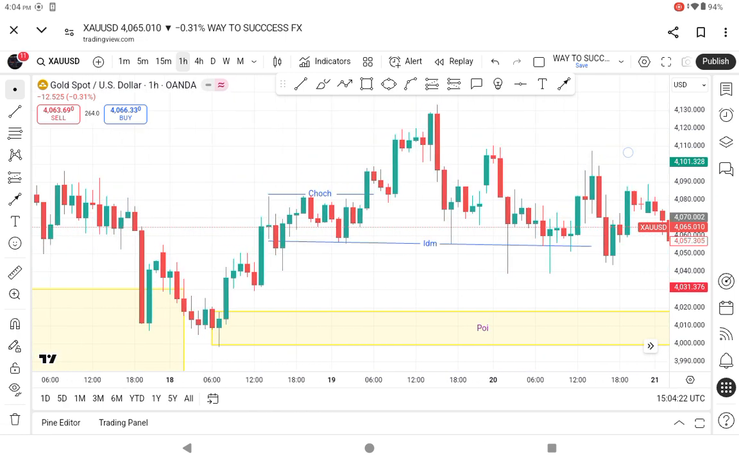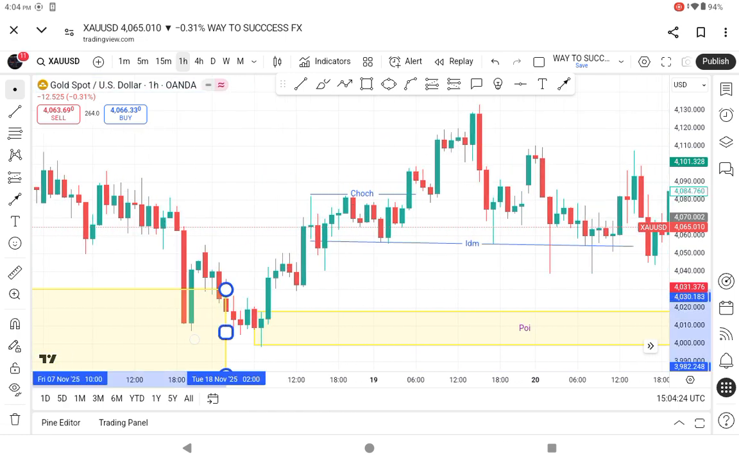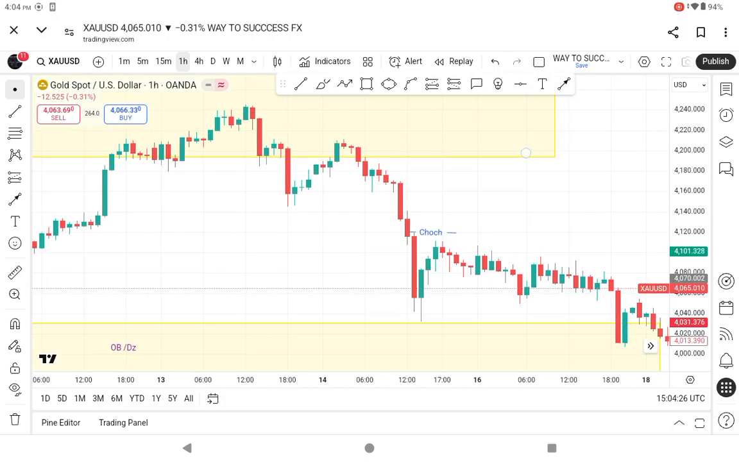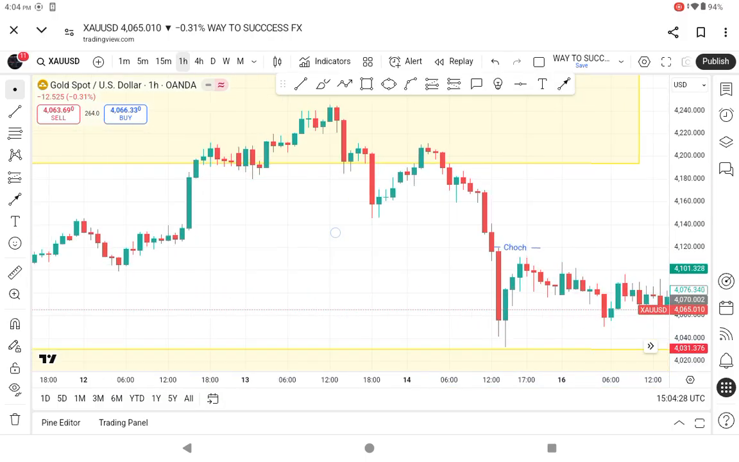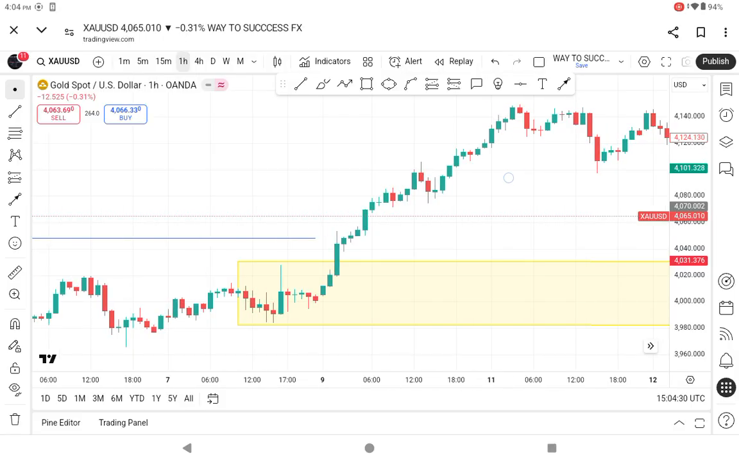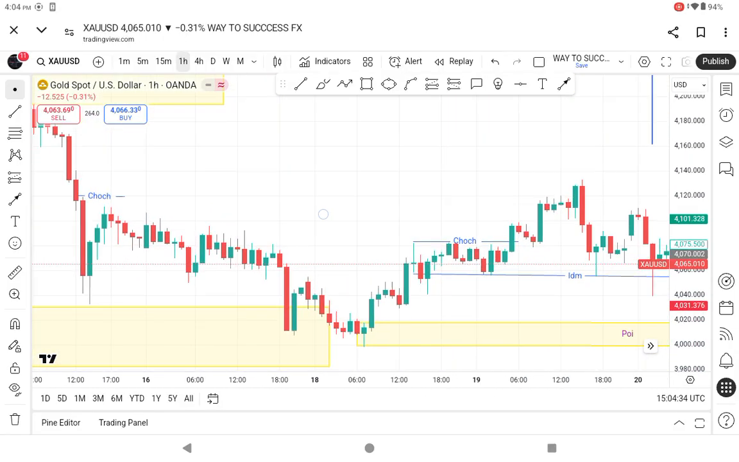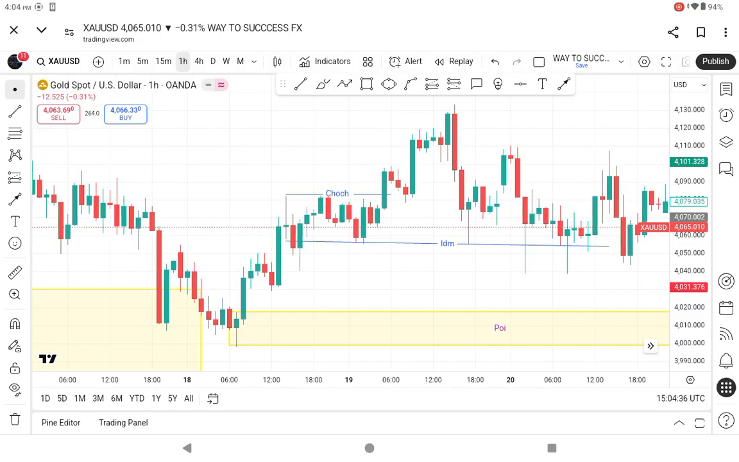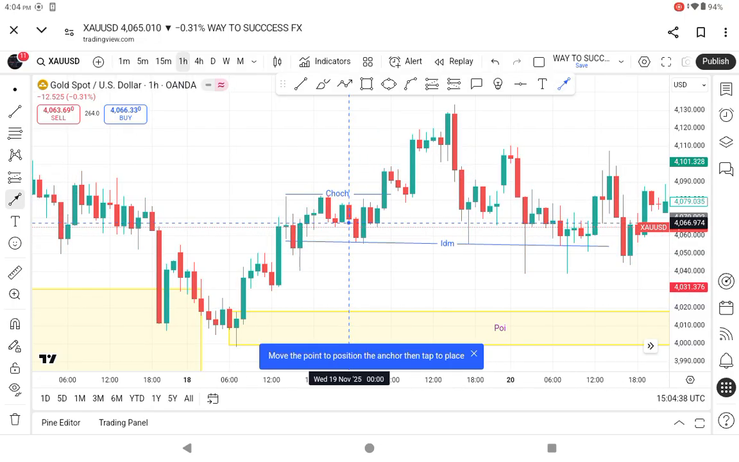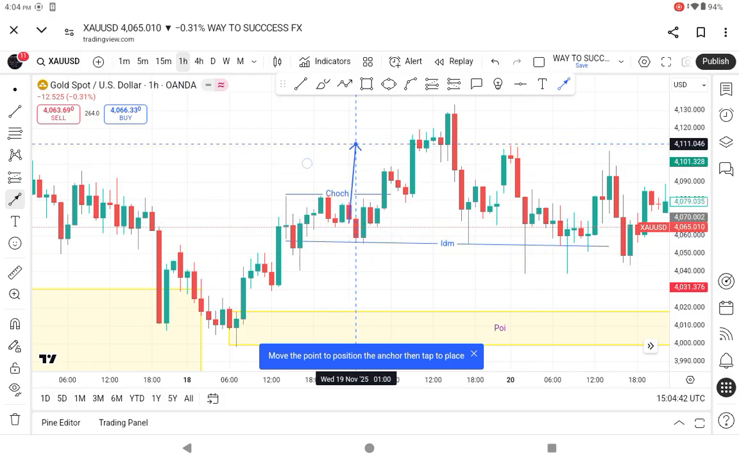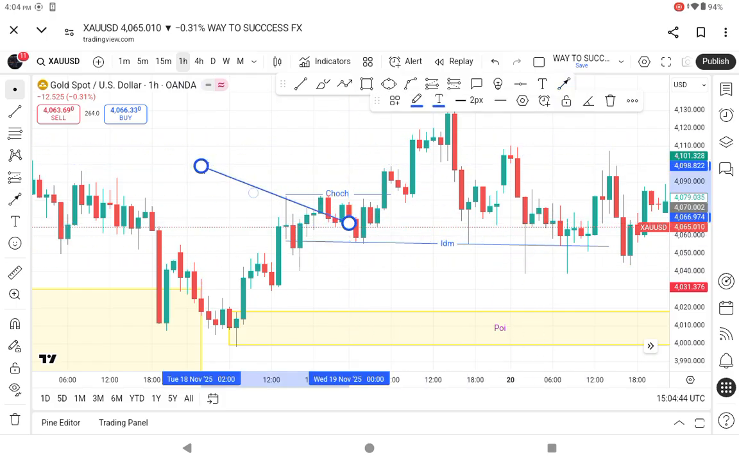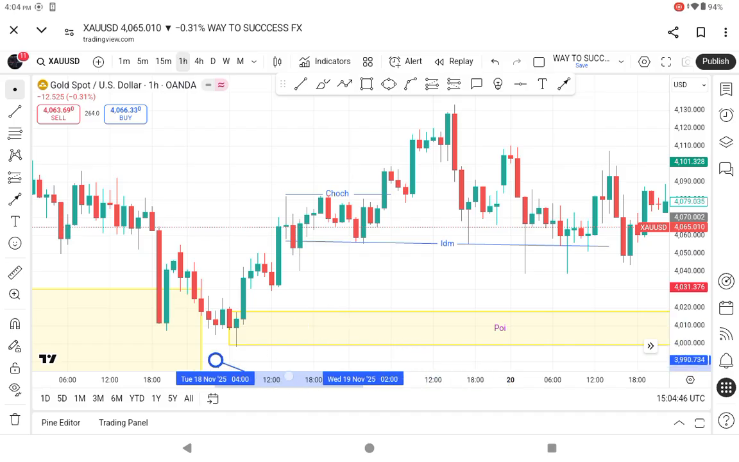So here in H1, what do I have? This is my demand zone here in H1. And after we tap into the demand zone, what do we have? We have price start to make higher high.